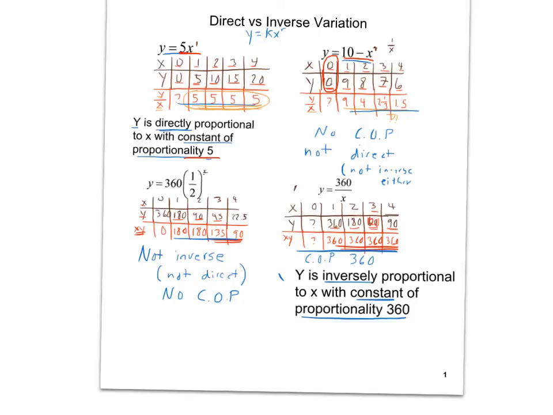This one's linear, y-intercept at 10, that throws it all off, it's not going to be direct, can't be inverse either. Over here, x is in the wrong spot, it's exponential decay, not inverse. And this one, if I'm going to write a power rule for that, that could be y equals 360 x to the negative first, and that tells me that y is inversely proportional to x, constant of proportionality 360.